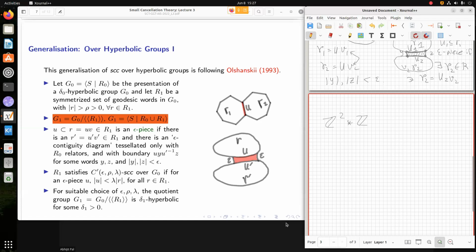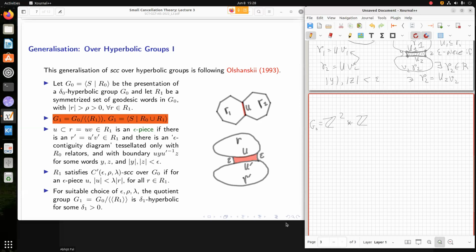Now in G1, the Z2 is also surviving, right? How do you kill that? Which G1? This is your G naught. I started with a hyperbolic group, right? No, what I'm saying is regarding Rakesh's question.